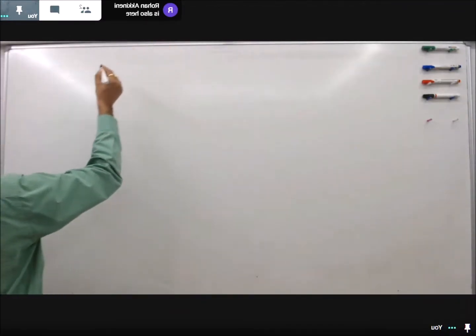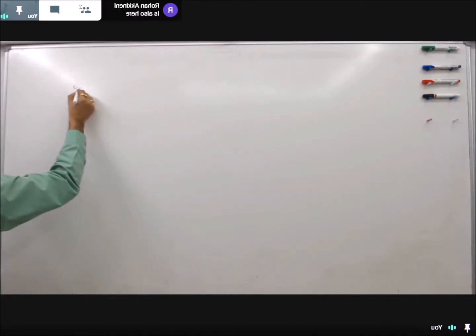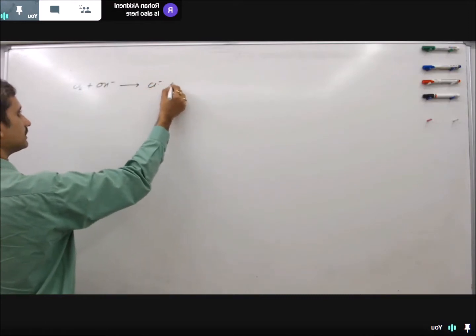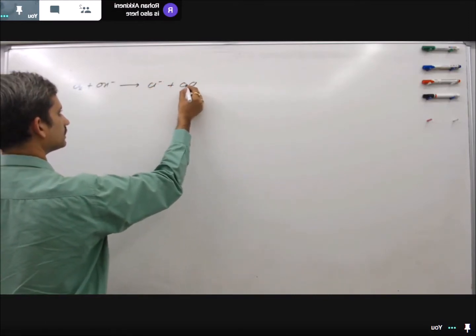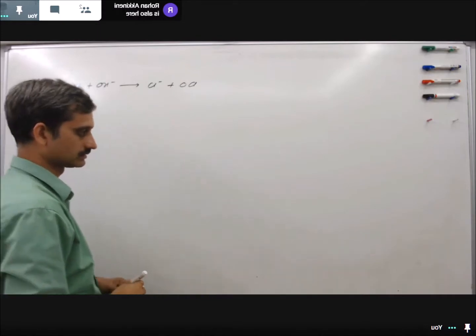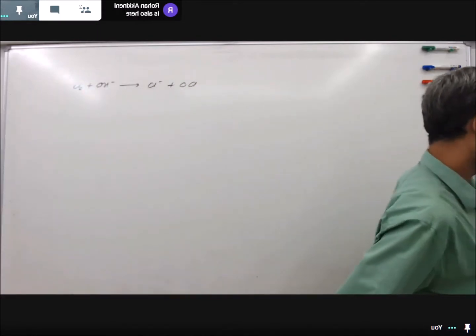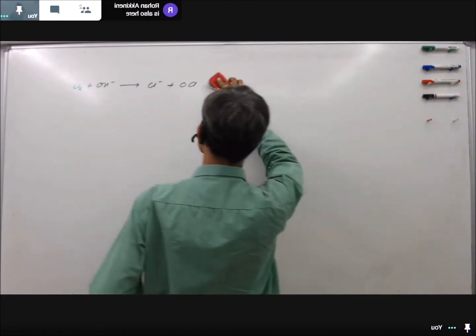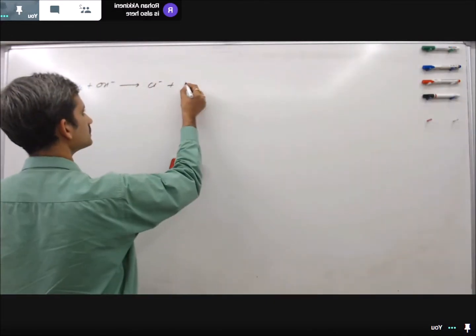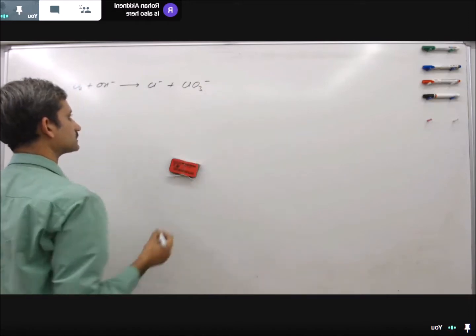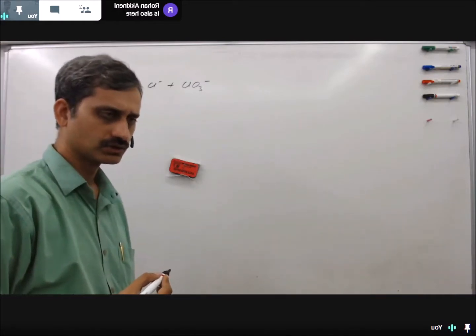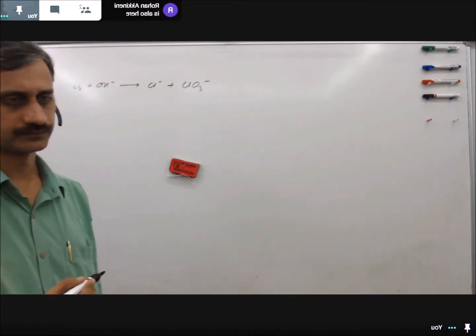Now, let's talk about a reaction: Cl2 plus OH minus gives you Cl minus plus ClO3 minus. Okay? So now let's try to balance it. I think, Rohan, you can see it clearly.